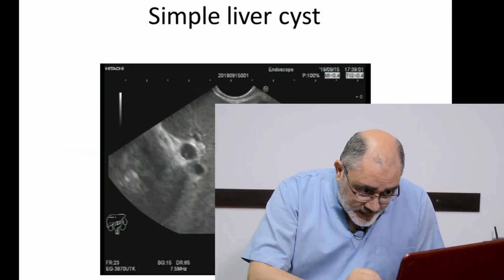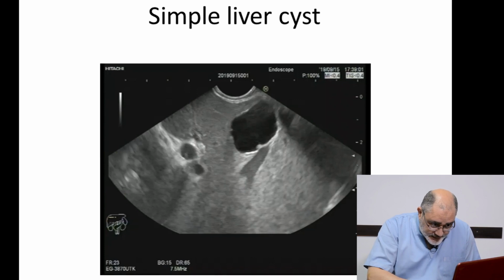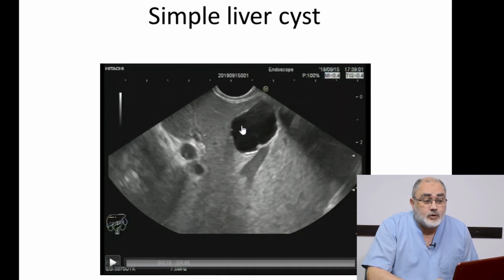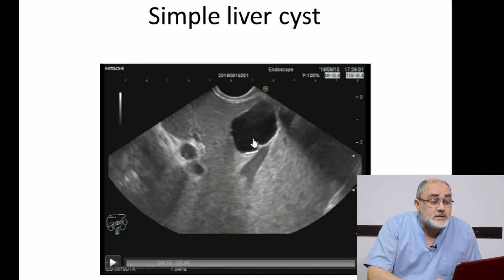After studying the normal anatomy of the liver, it is time to see some of the pathologies and some of the hepatic focal lesions. Let us start with the first slide. This is an example of a simple hepatic cyst.